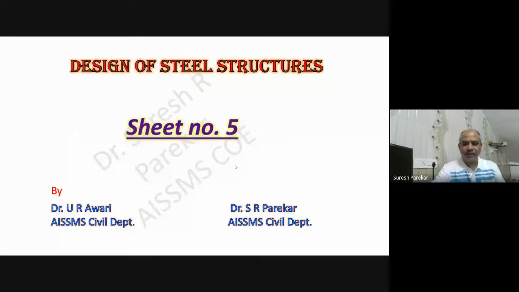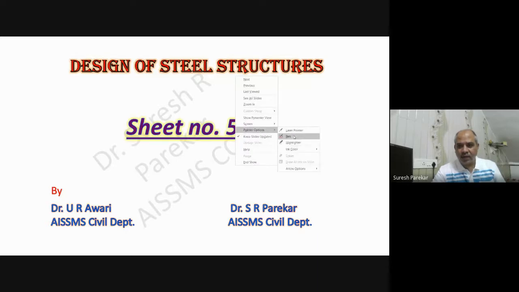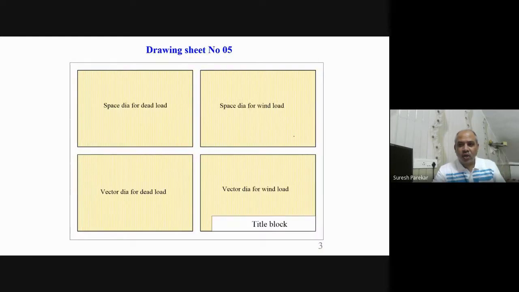Good evening. Today we are going to see sheet number 5. In sheet number 5, we are going to draw the graphical method. So now you can see we are again going to divide into four parts. First part we have space diagram for dead load. Then we have space diagram for wind load.